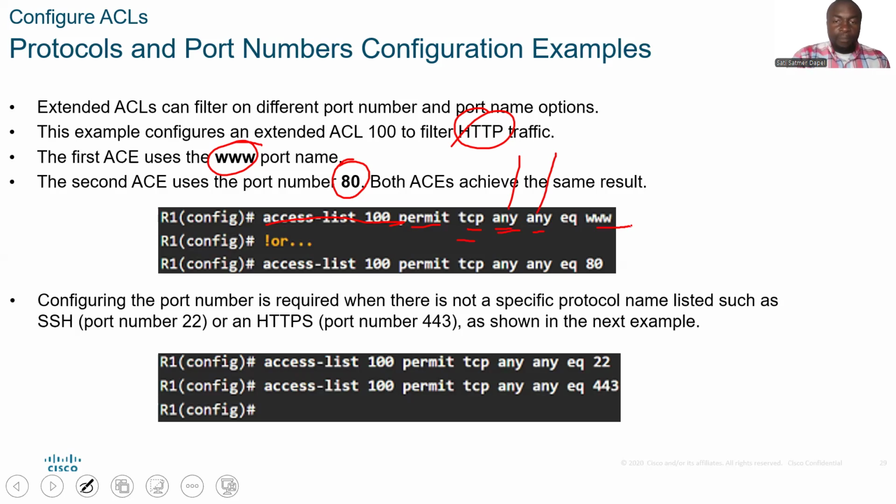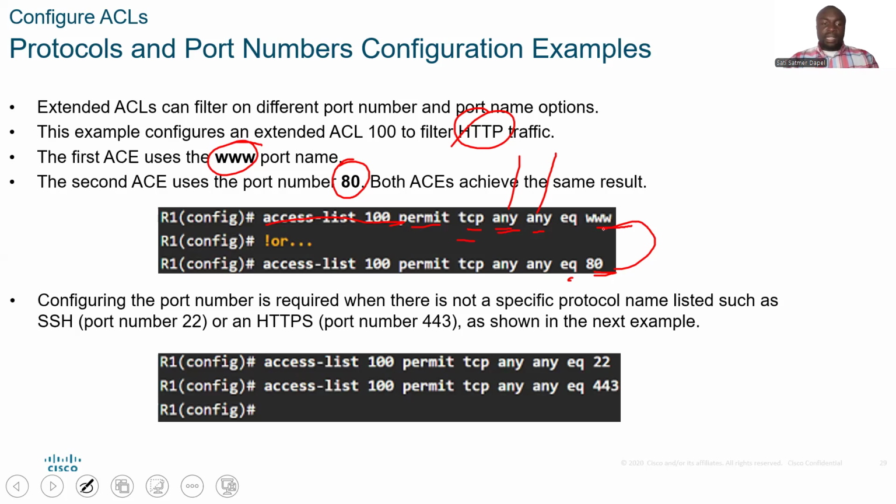It's the same thing here. Permit any that equates to 80. What we're saying in this command is that you are permitting HTTP. Any IP address on the network that is browsing the internet, that wants to go to the internet, is permitted. That's what it's saying.